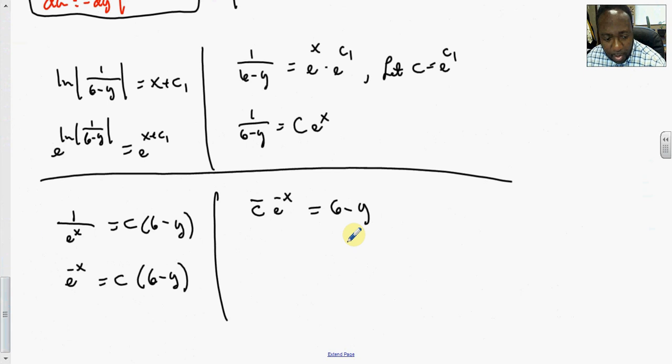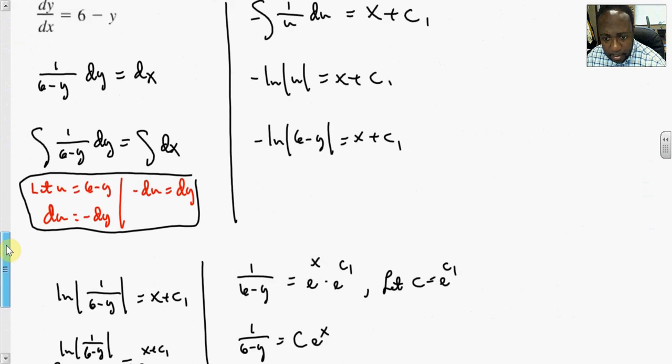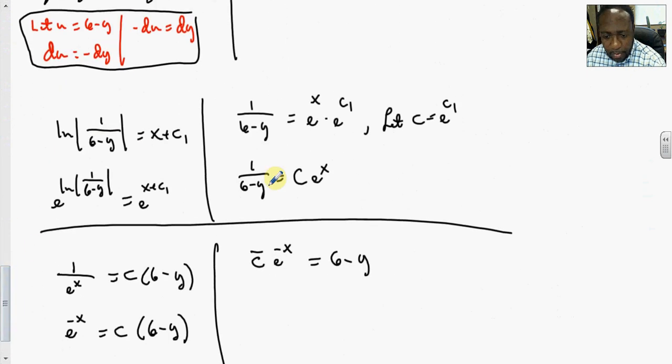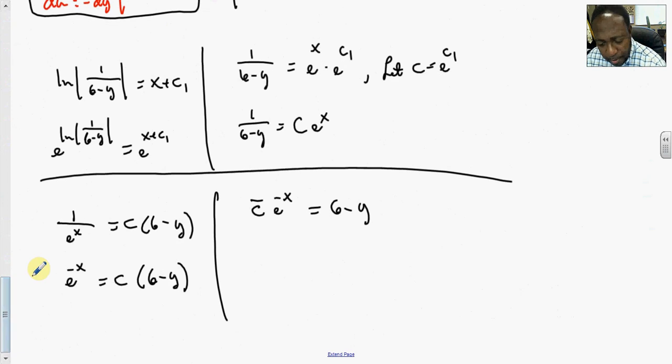Now, personally, I probably would have stopped this problem probably right here. But I want to be congenial to what you may see in the back of the book. So I'm going to add y to both sides, subtract both sides by this term here. So you end up with y is equal to 6 minus this constant times e to the negative x. And you call it c hat or whatever, it doesn't matter. It's still a constant, right?